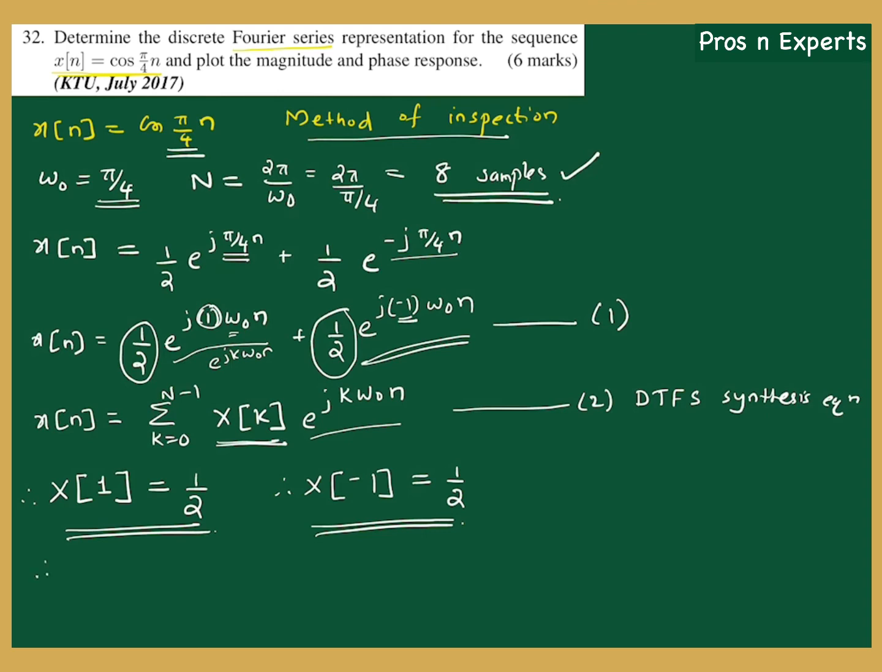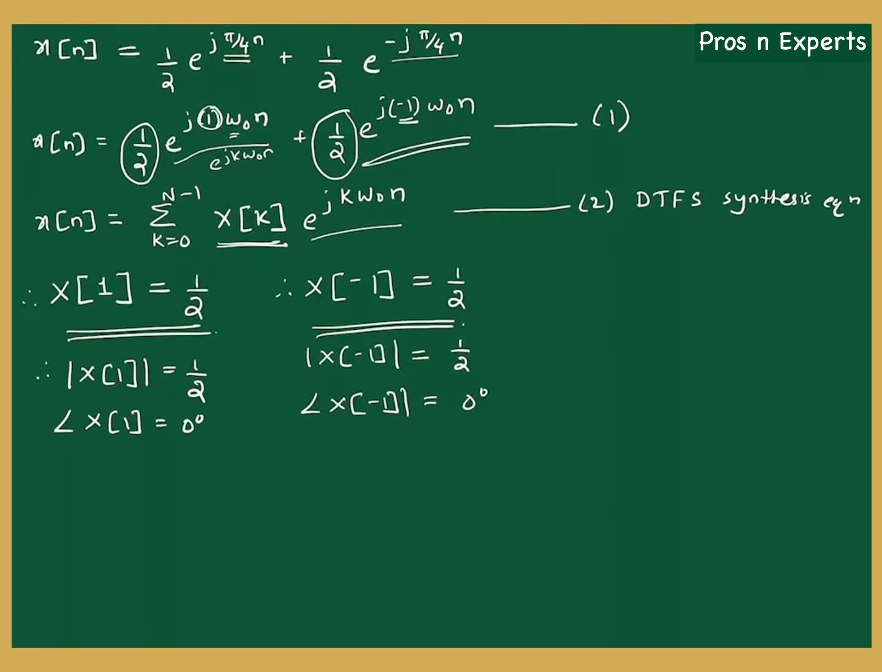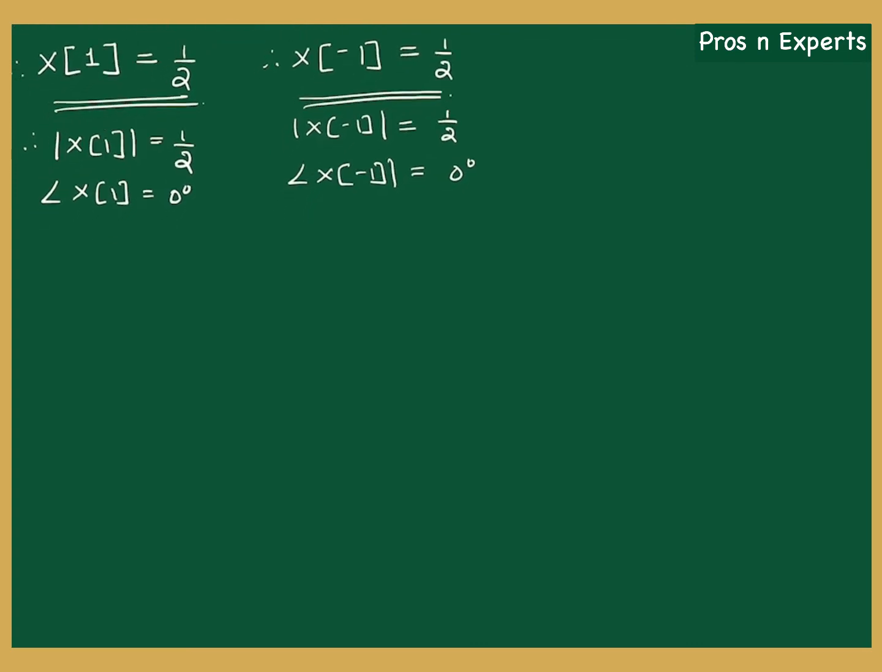We are asked to find and plot the magnitude and phase response. So we have to find the magnitude. The magnitude of X of 1 will be equal to 1 by 2, because it is just a real number, so its magnitude is that number itself. And what is the angle of X of 1? It is 0. For every positive real number, the phase angle will be 0. Similarly, what is the modulus of X of minus 1? It is again half, a real number. And what is its angle? The angle of X of minus 1 is again 0 degrees. Now we can very easily plot the magnitude response and phase response.